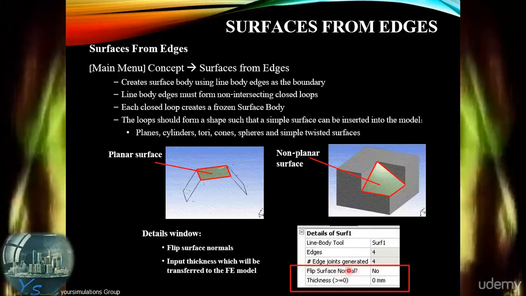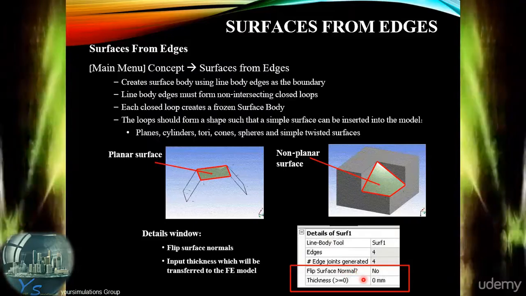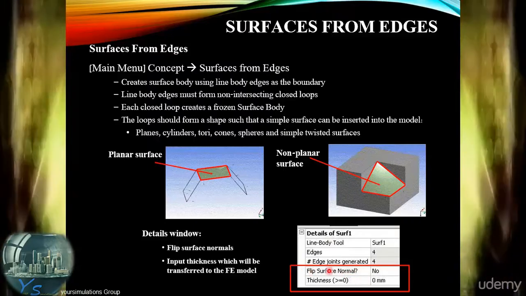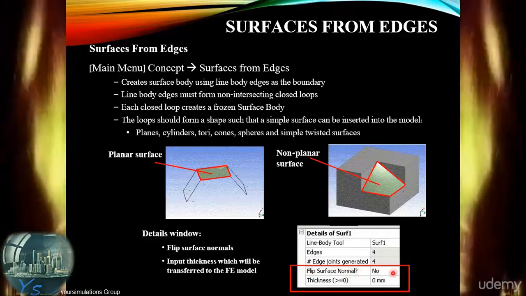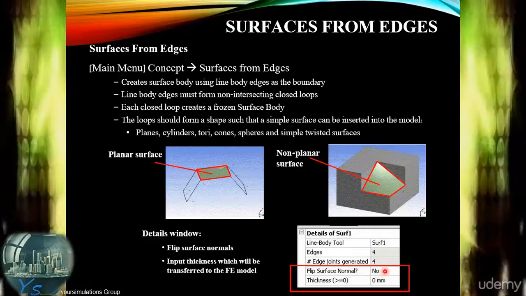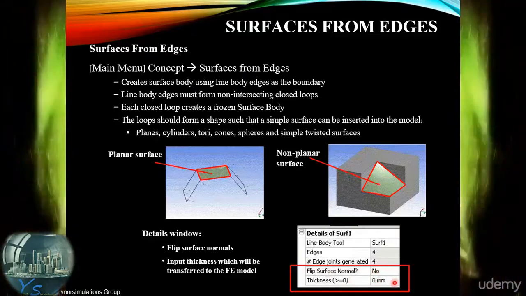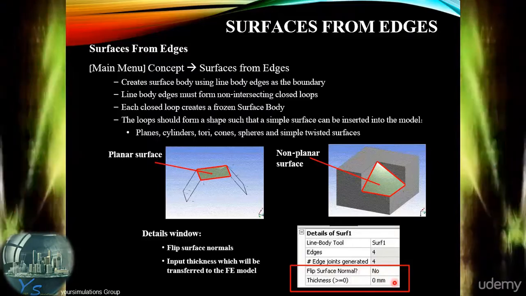You'll also see some additional options in the details view on the bottom left hand side of the DesignModeler screen. These options are for flipping the surface normals, so it allows us to flip the normal if it's facing in the incorrect direction, and also an option to create a non-zero thickness for the surface body if that's indeed needed for the subsequent FE model.